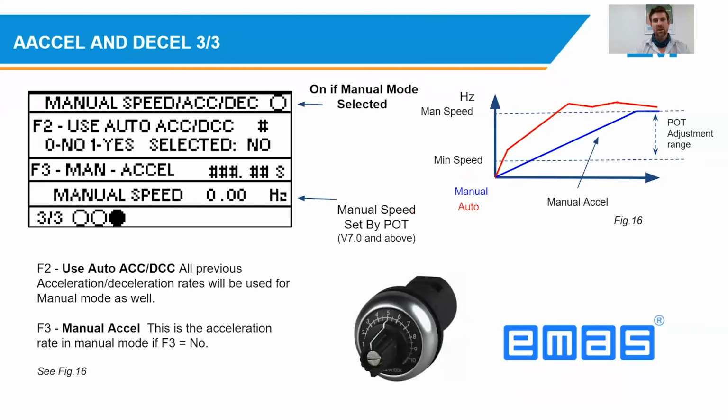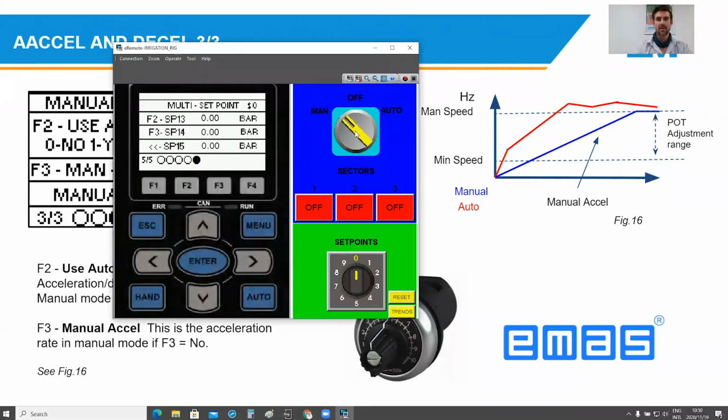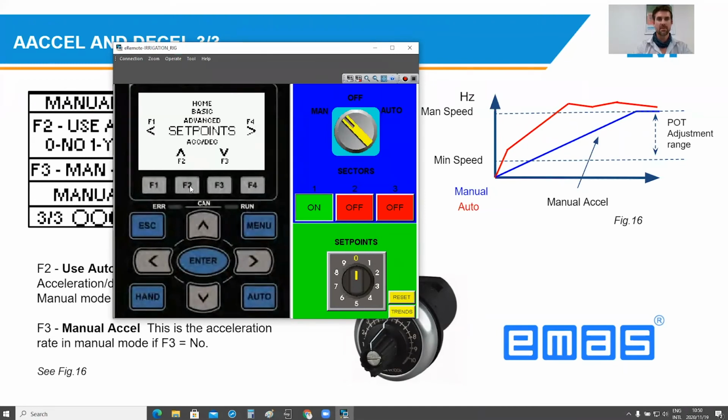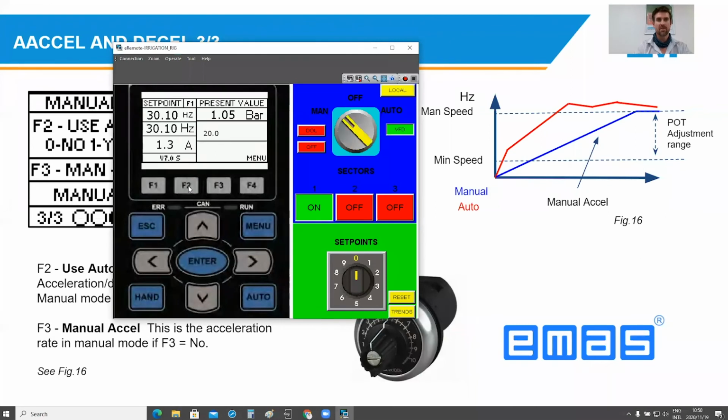There's also a manual option. So perhaps if your transmitter had failed, or perhaps you haven't installed it yet, but you want to run the pump, you can put them over to a manual mode. At which point, let's turn the pump on. At which point in manual mode, it will run at whatever speed you have set on the potentiometer. Our potentiometer is sitting at the 0 point. So that's why it's controlling at 30 hertz.